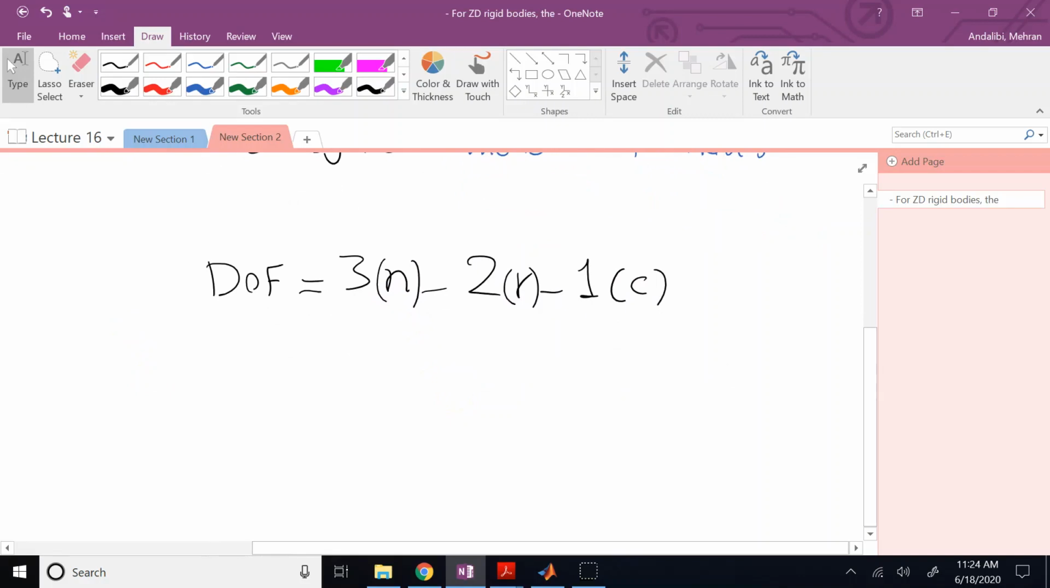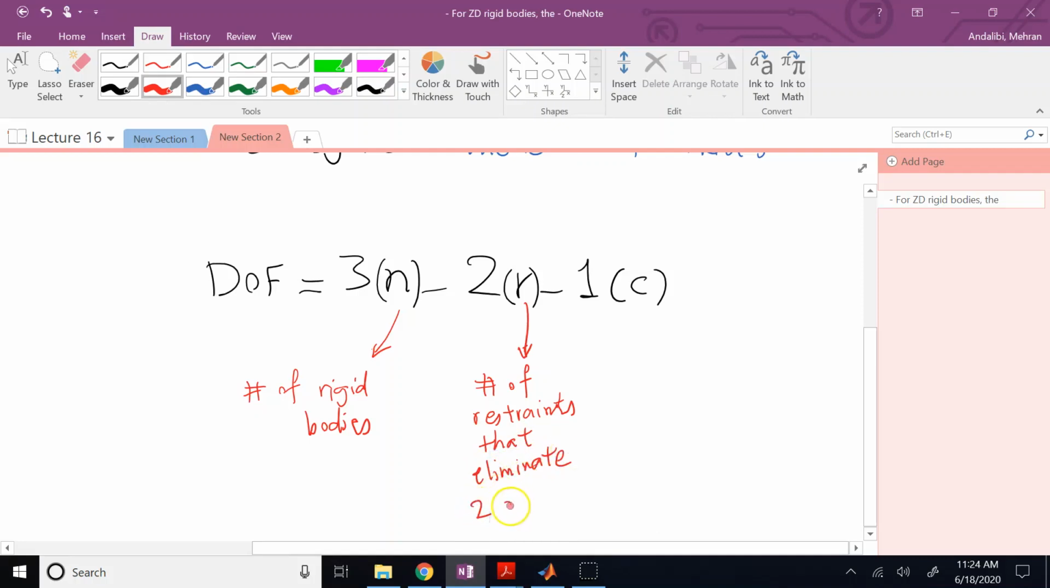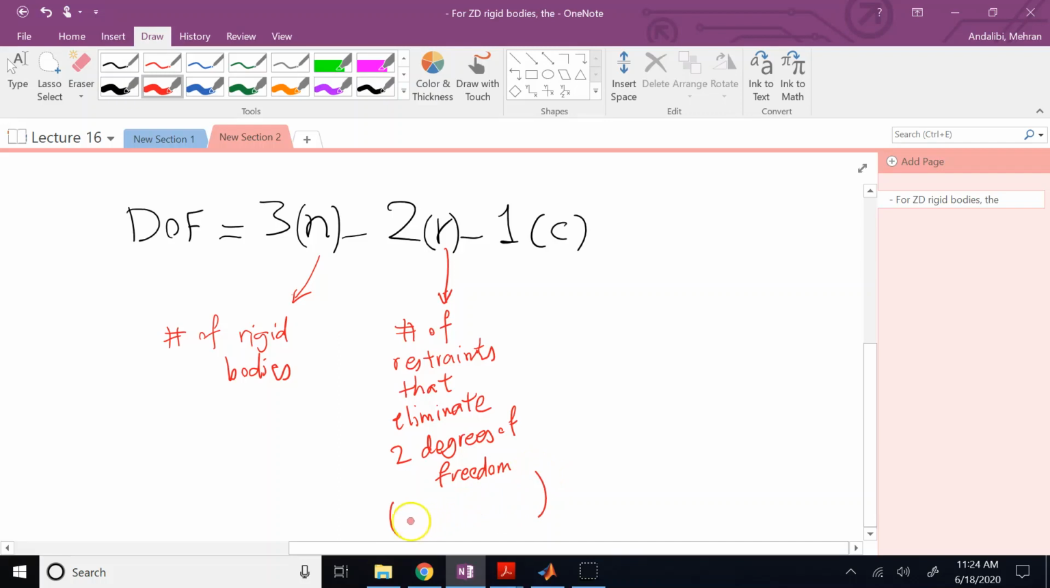And what are these? So n here is the number of rigid bodies. R is the number of restraints that eliminate 2 degrees of freedom, which in our case, in 2D cases, is either a pivot or a slider.